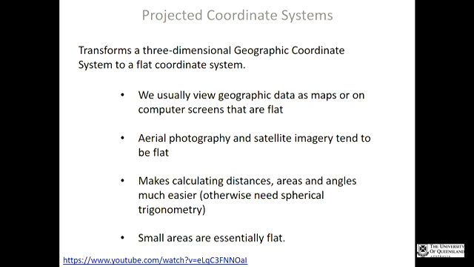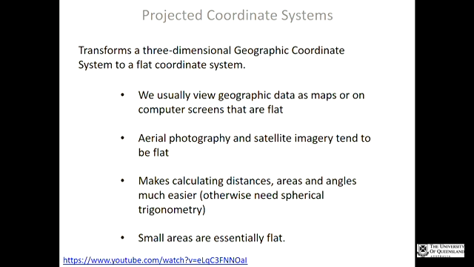This is a really important thing. Calculating areas, distances, angles and such is much easier on a flat surface because you just use Cartesian geometry or trigonometry. Otherwise, you need spherical trigonometry, which is much more complicated. Now, ArcGIS is moving towards doing all this for you on the fly, but at the moment, a lot of what we do is in projected coordinate systems.